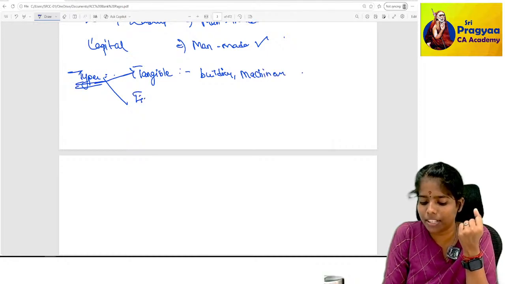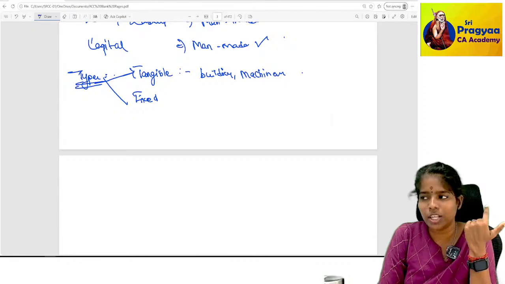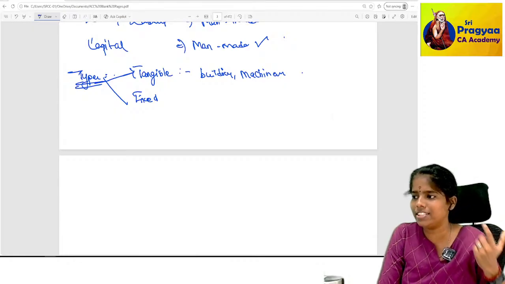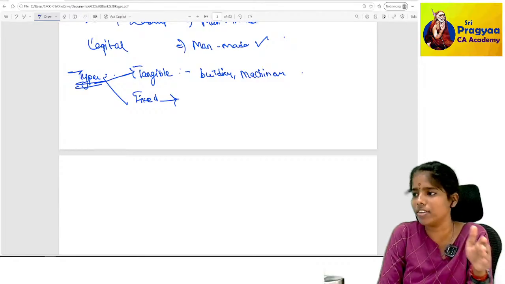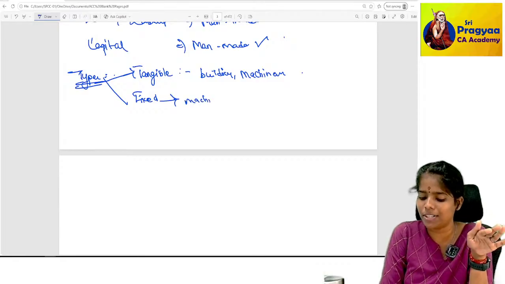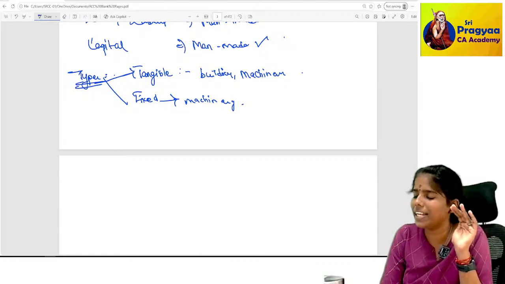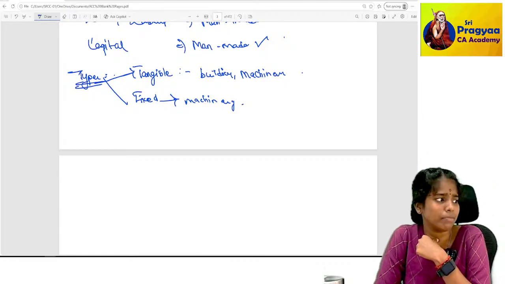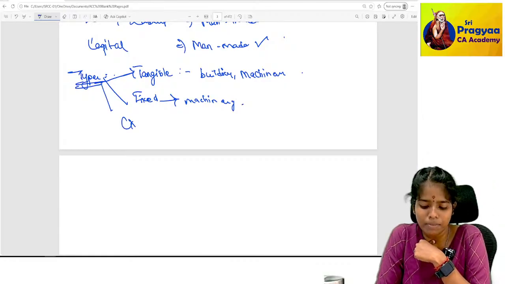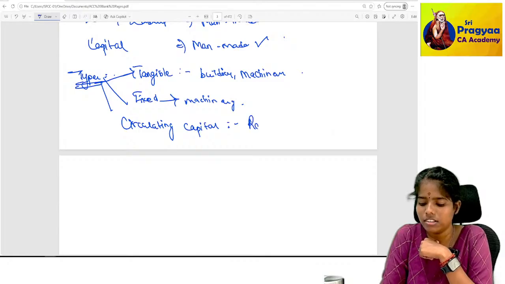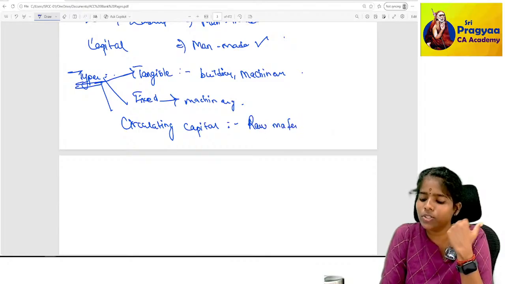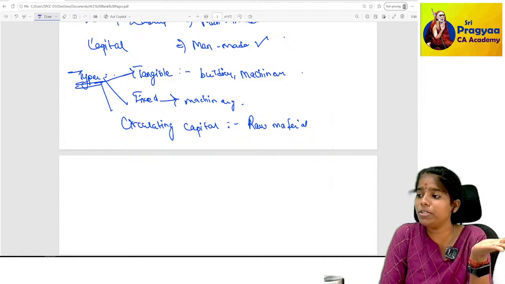Again, fixed capital. Assets-ல பாத்திருப்போம், fixed assets, tangible assets. அதே மாதிரி, fixed capital is also a capital which is fixed in nature. It cannot be moved. Machinery அங்க install பண்ணிட்டோம்னா, it has to be in that particular place. Fixed capital. Circulating capital. Circulating capital means raw material. Once அதை யூஸ் பண்ணிட்டோம்னா then it cannot be used again.